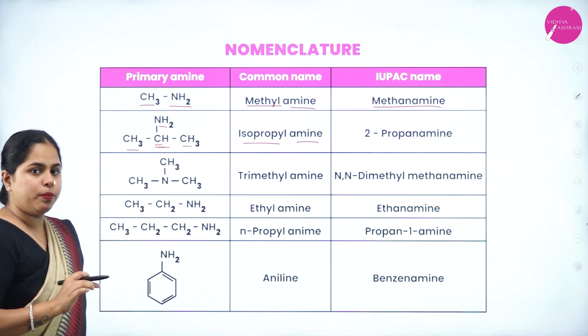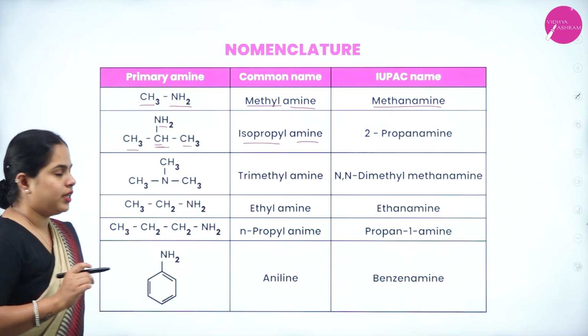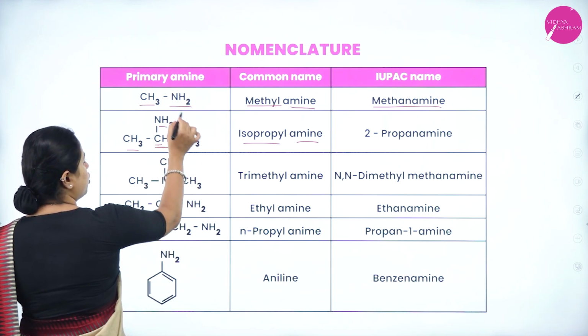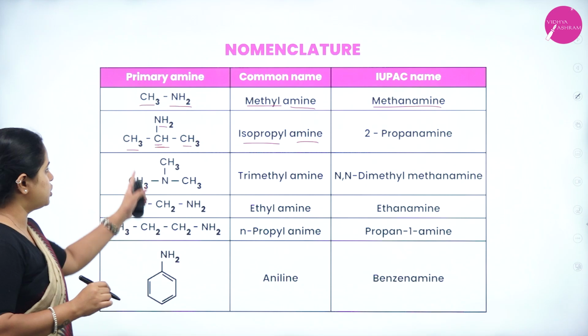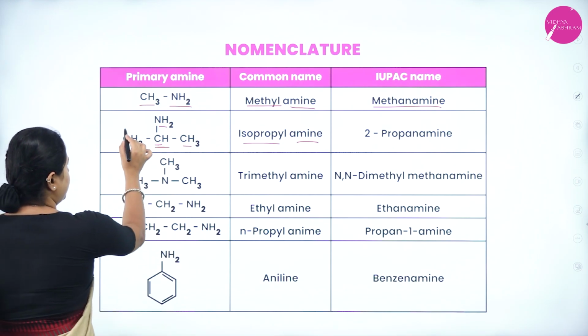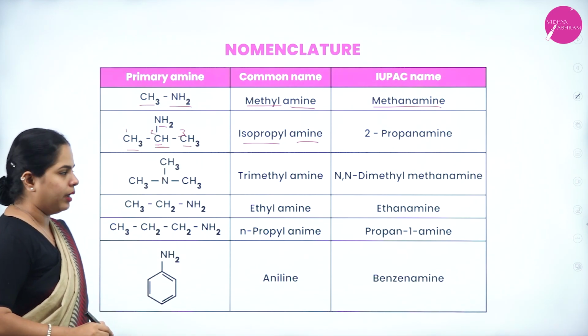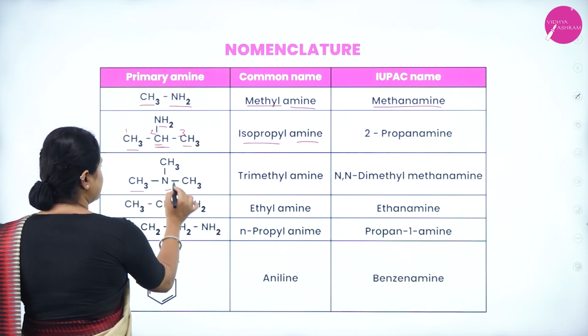Now what will be the IUPAC name? It is 2-propanamine. That means on the second carbon atom you are having the amine group. So this is 2-propanamine. Why propanamine? 1, 2, 3. 3 carbon atoms. Clear?